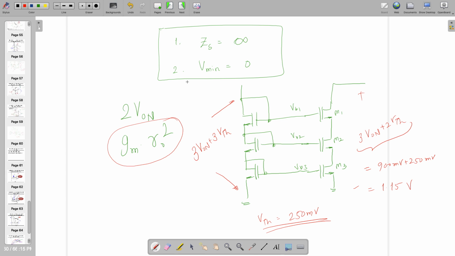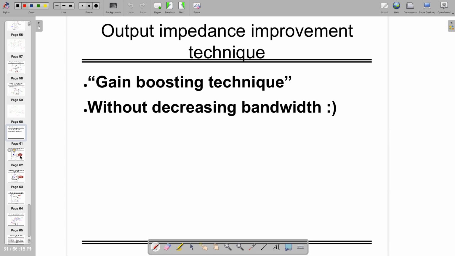So how to manage it? You may have some depletion mode and other things. You can do some tricky things, but in the end it's going to be difficult to keep all the transistors in saturation to get the best out of each of the MOSFETs. So in that case, we can adopt one new technique to improve the output impedance without losing bandwidth or having any problem with the headroom.